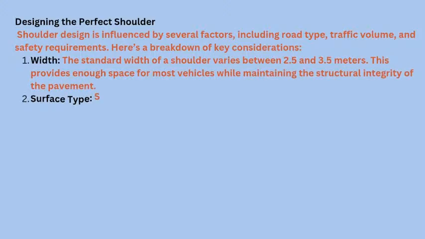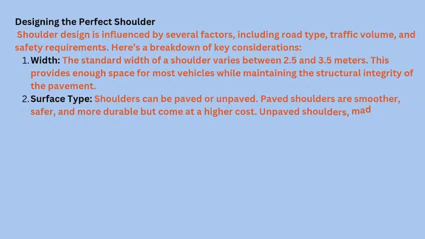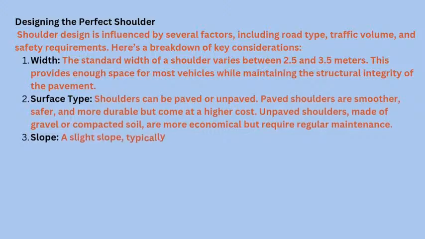2. Surface type. Shoulders can be paved or unpaved. Paved shoulders are smoother, safer, and more durable but come at a higher cost. Unpaved shoulders, made of gravel or compacted soil, are more economical but require regular maintenance. 3. Slope.